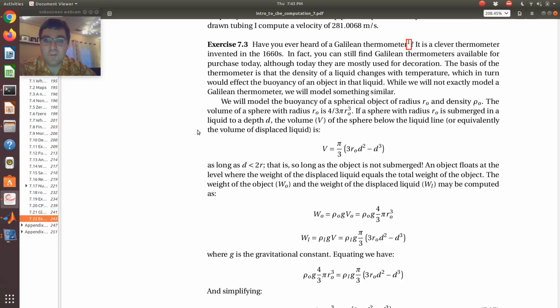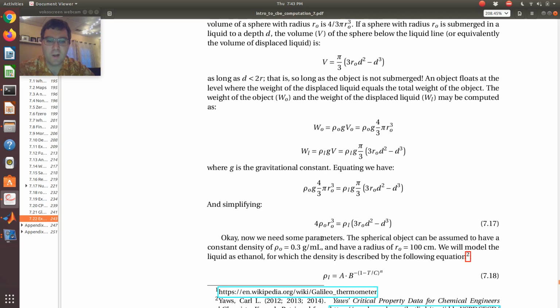All right, I was asked to help troubleshoot a student solution for exercise 7.3. I don't believe this is the first time we're looking at 7.3. It's our buoyancy problem. Essentially it's our duck buoyancy problem, just like we looked at as one of the examples within the chapter. So we have our force balance.